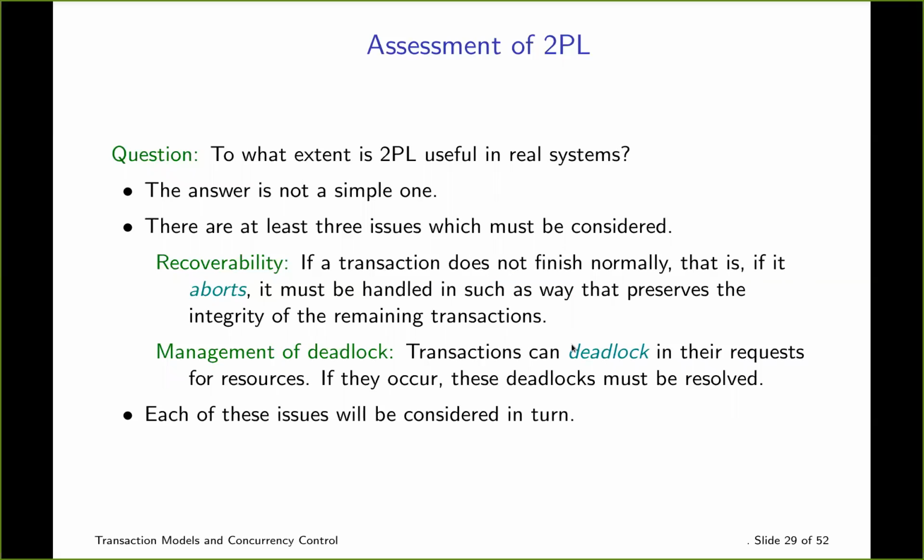So to what extent is it useful in real systems? There are a couple of issues that we need to add on to two-phase locking to make it practical. The most important one is this notion of recoverability. As we'll see, this is quite critical to maintain durable transactions. It says that if a transaction does not finish normally, that is, if it aborts, it must be handled in a way to preserve the integrity of the remaining transactions. And then we also have an issue of management of deadlocks. So these are two issues that come in.